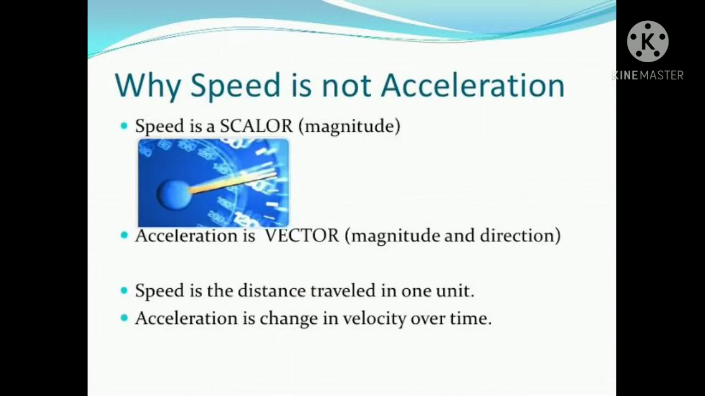So now why is speed not acceleration? Because speed is a scalar, magnitude is there only, no direction, but acceleration is a vector quantity, both magnitude and direction are there. So speed is distance traveled in one unit of time and acceleration is change in velocity over time, okay?